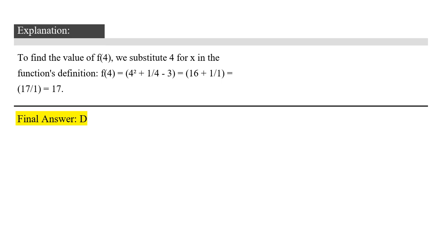To find the number of students who like only basketball, we need to subtract the number of students who like both. f(4) equals 4 squared plus 1/4 times 3 equals 16 plus 1/1 equals 17.